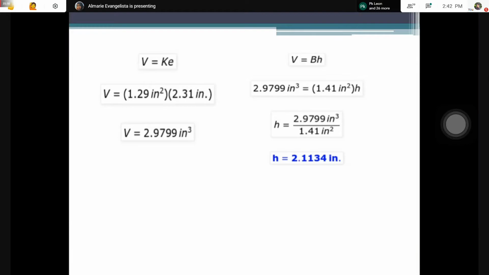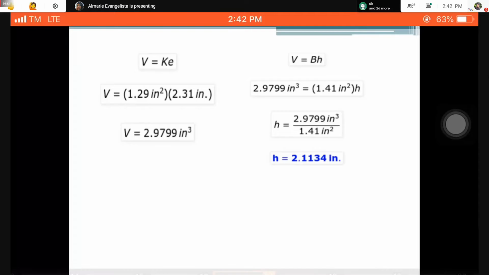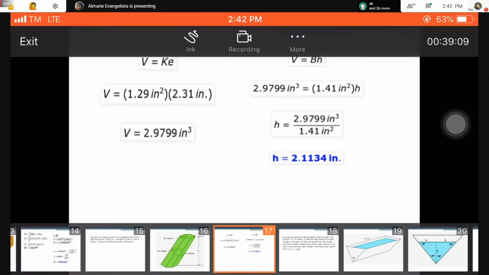Ayun. Gets nyo naman. Ano lang siya talaga, kapag meron mga gantong problem, more on the analyzation, visualization, isusulat mo kung ano na yung mga given and kung ano yung mga parts na kailangang hanapin. And take note lang lagi tayo sa mga unit na kailangan nating gamitin. So, ang sagot natin is 2.11.